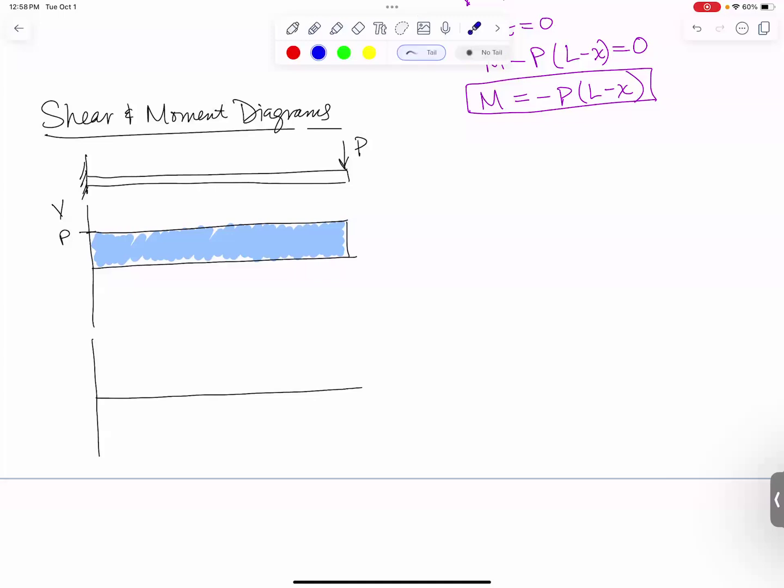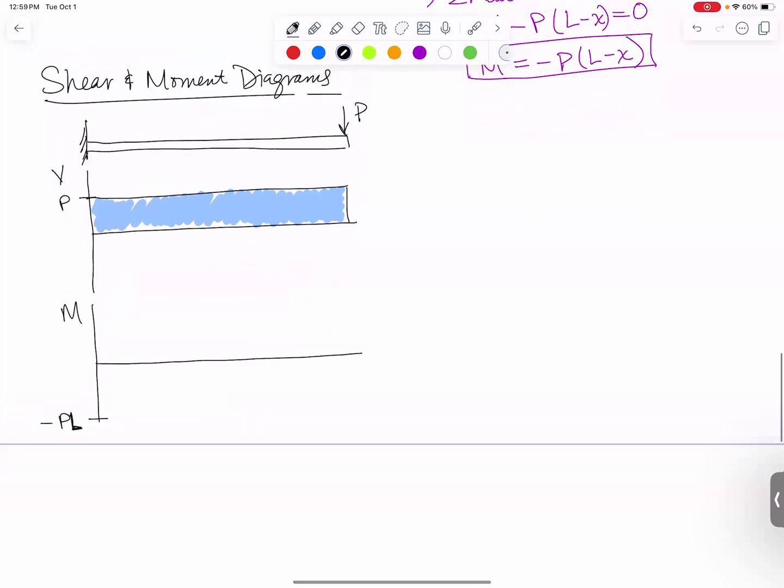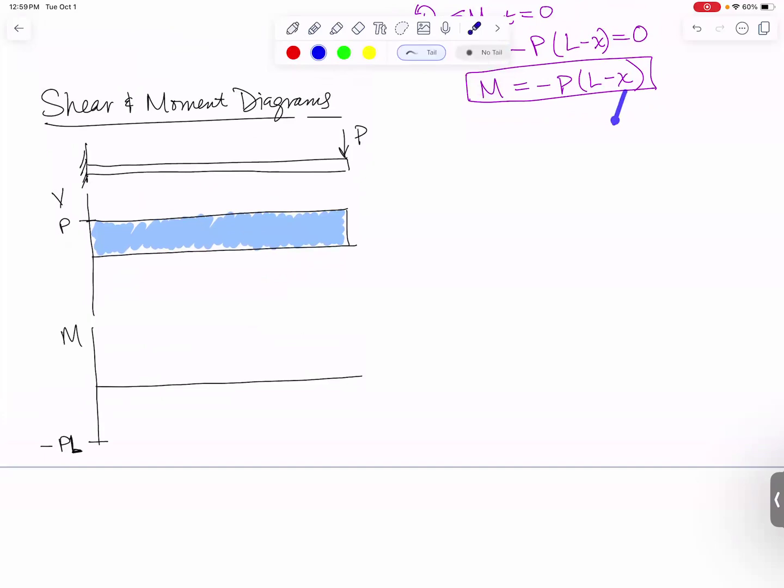It looks to me like this is the equation of a straight line. So if I plug in x equals 0, I find the moment at x equals 0 is minus PL. So let's come down, call this minus PL. Makes sense that a moment should have units of force times length. And then at the other end, when I plug in x equals L right here, I'm going to get moment is 0. So this needs to be a straight line that goes from minus PL to 0. And now I should be able to draw a straight line from one of those to the other.